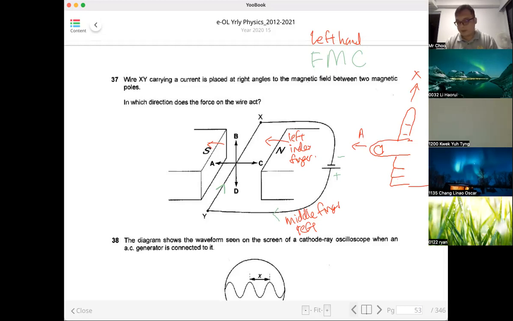Okay, my thumb will be pointing upwards. Can you see that? So my thumb will be pointing upwards. So this will be my force. So my answer will be B. Okay, when I draw like this, is it clearer to you?